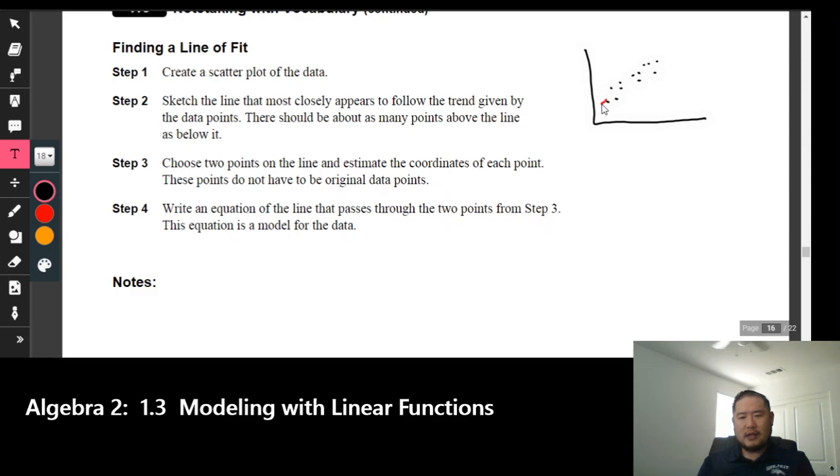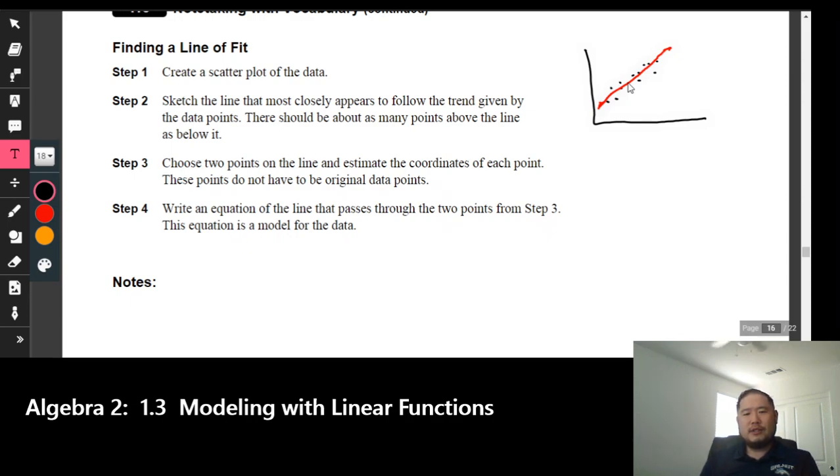So it looks like this is an upward trend. So you're going to draw a line. Now, it's not any arbitrary line. You want to try to find a line that goes through 2 of these points, and also is very close to the rest of the points that may not be on the line. So you're going to have to eyeball it, but you need to be able to choose 2 points.